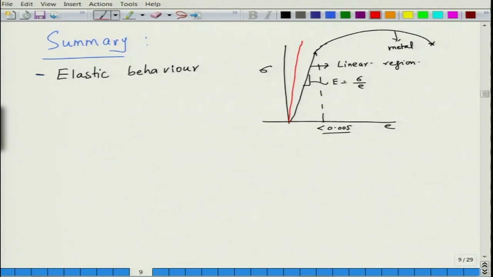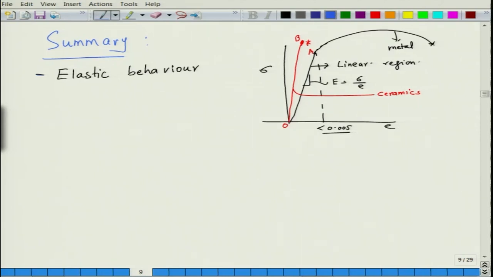Whereas, for ceramics you will obtain basically something like this, and they will fail at, let us say, this is A, this is B, this is O. So, this is for ceramics. Naturally you can see the slope is higher, and as a result their modulus is higher, and we will see microscopic regions a little bit later.